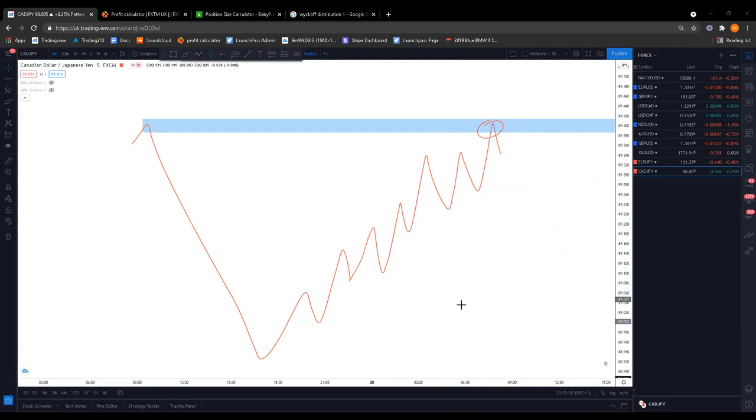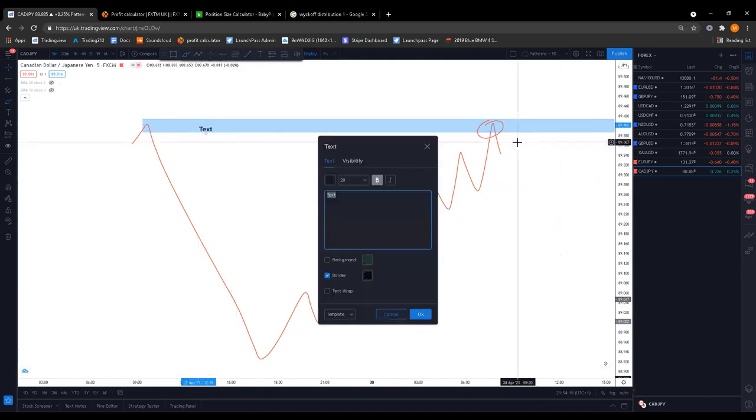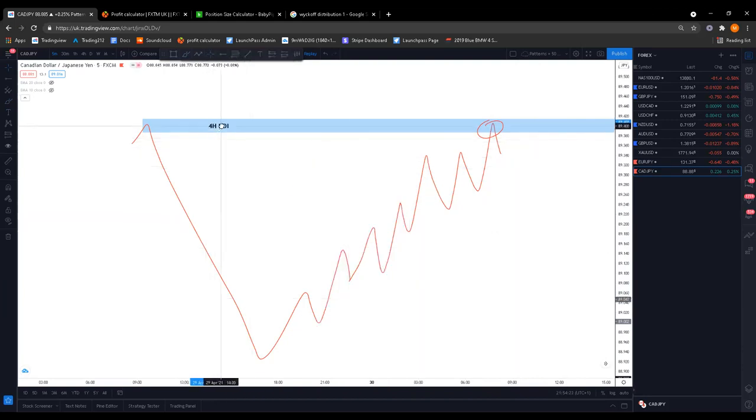So you followed it up by saying, would you be looking for a 4 hour supply zone? Would you wait for a lower time frame breaker structure? Exactly. Say for example, this is a 4 hour. Oh my god, I can't type with a mouse. So this is your 4 hour POI, and you're expecting the market to come into your 4 hour POI and sell off.